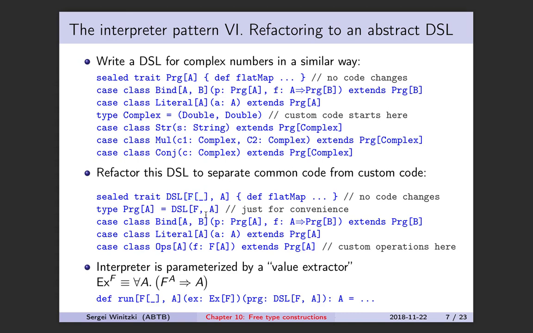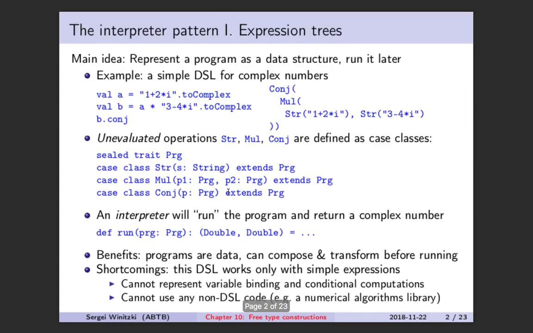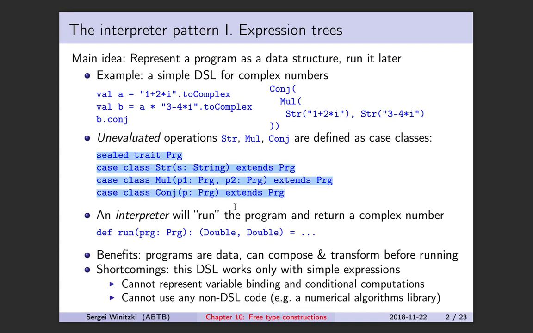So here's how we do that. We say there's a DSL type constructor that is parameterized by the type A, just like this one, and a type constructor F that will encapsulate all this custom code. So the type constructor F will have a definition like this, just like our first try at DSL. So this could be, once we add the type parameter, the type constructor F.